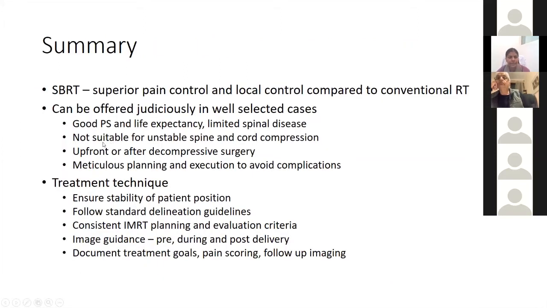So to summarize, SBRT is able to give us superior pain control and local control compared to conventional radiation.